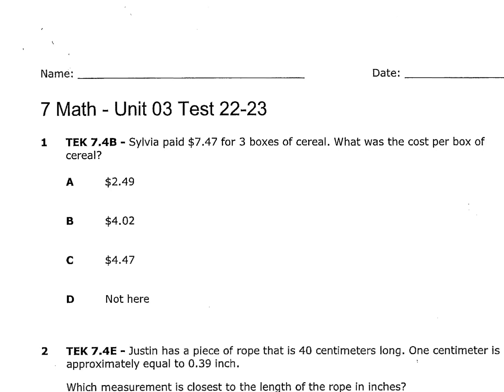All right, number 1 says Sylvia paid $7.47 for 3 boxes of cereal. What was the cost per box of cereal? So since it's cost per box, that means for 1 box. So we're going to do the cost over the number of boxes.